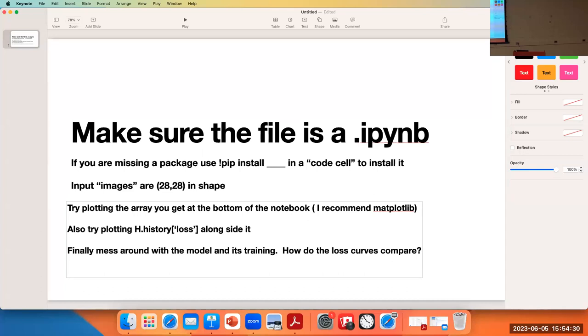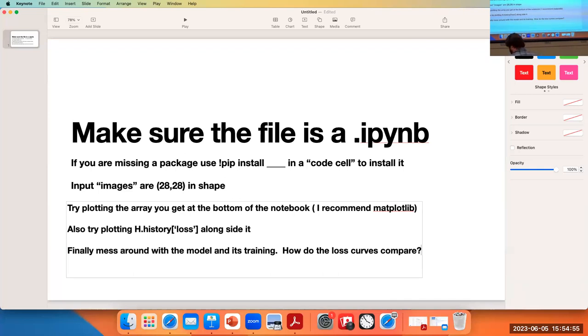Get rid of the, and then what if you change the number of nodes from 128 to another number? I don't care. Make mistakes, get messy, or else we ain't doing stuff. Yeah, let's try.